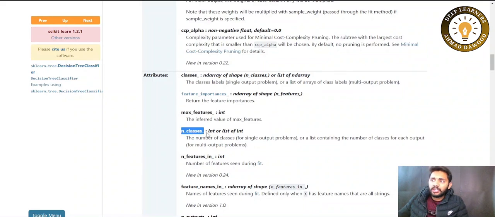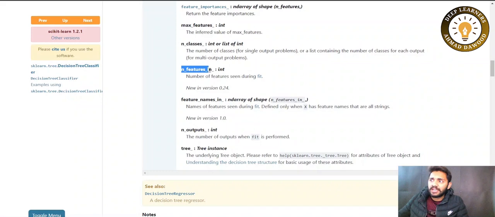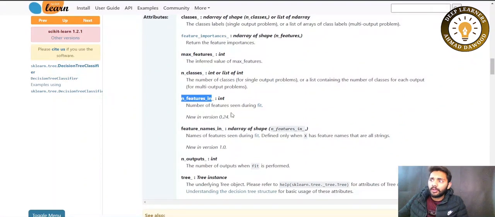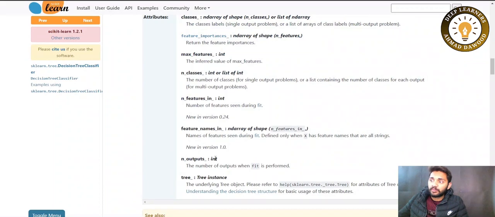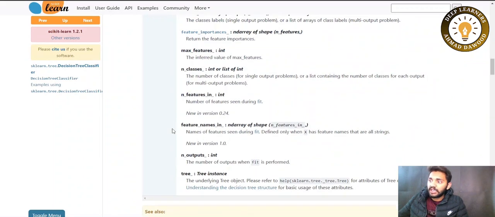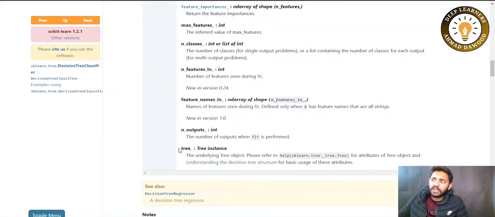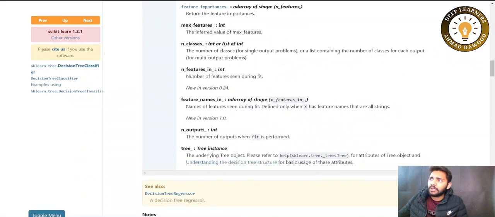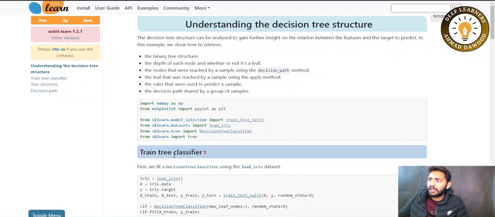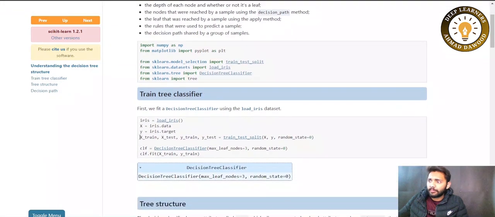Then you can see the number of classes, the number of features that we passed during the training part, the feature names, and the number of outputs when fit is performed. And tree: this is also an attribute that returns a tree instance. It is quite interesting. If you want to explore, you can explore it by yourself. I can give you an idea here, and from here you can see the examples also.